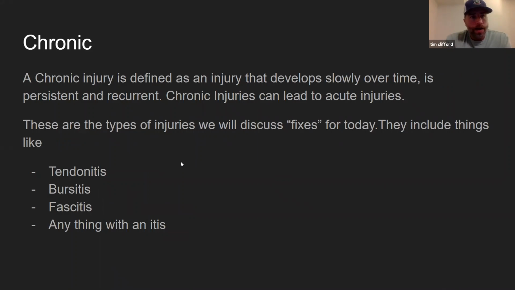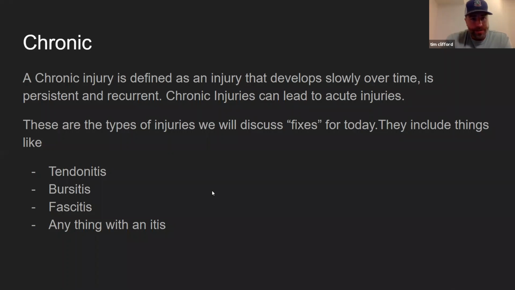We're going to be looking more at chronic injury. So chronic injury is defined as an injury that develops slowly over time, persistent and recurrent. Chronic injuries can lead to acute injuries. So if you pull or tear a muscle, which is an acute injury, it's usually because of something chronic that you had been doing previous to that tear that led to the stresses being enough to be the straw that broke the camel's back, as it were. And these are the types of injuries that we're going to discuss quote unquote fixes for today.